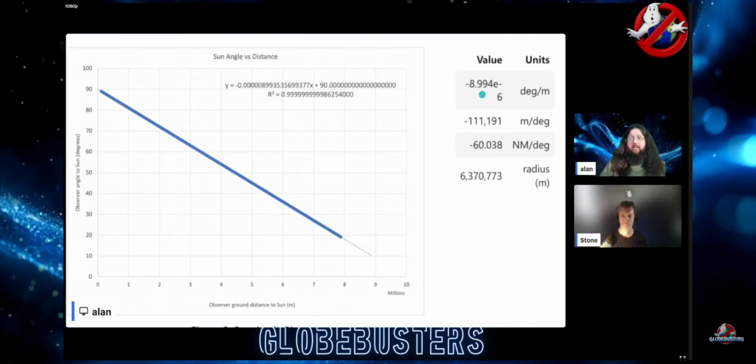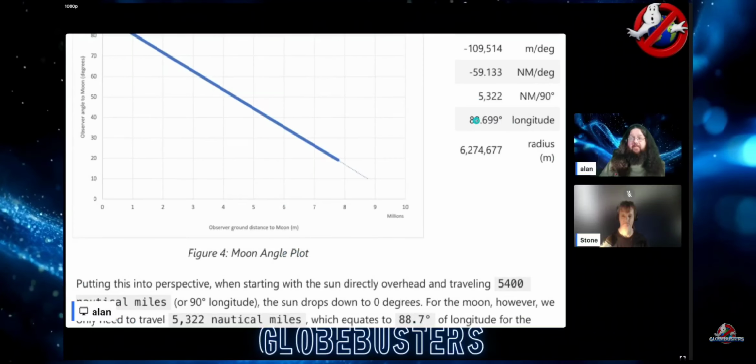So to put that in quantification, it seems like a small amount, but if you were to think about it in terms of how far angularly does it have to descend into the horizon before it's no longer visible, the sun would have to go all 90 degrees, whereas the moon would only have to go 88 degrees. You can think about it like that.